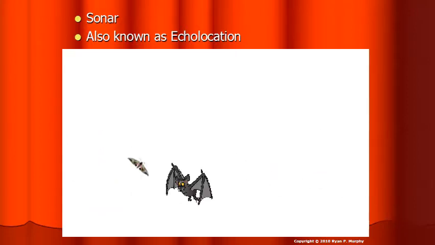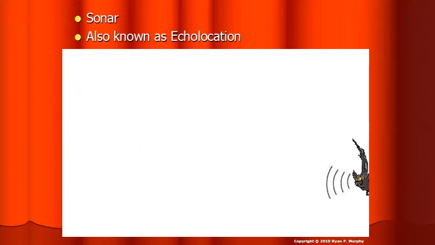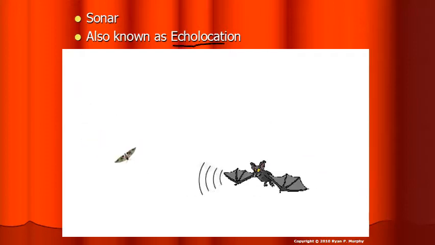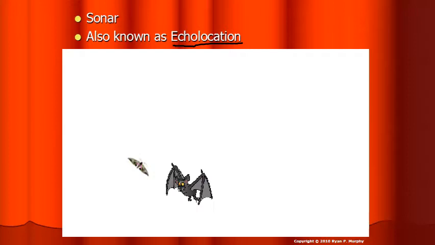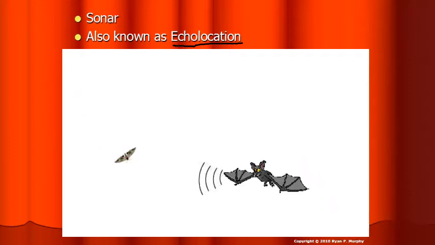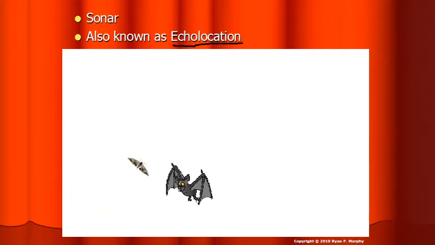Also, in animals, as I mentioned, it has a different name, which is echolocation. And that makes sense. They are locating things or finding things based on the echoes that bounce off of them. So echolocation is a pretty good word for that.